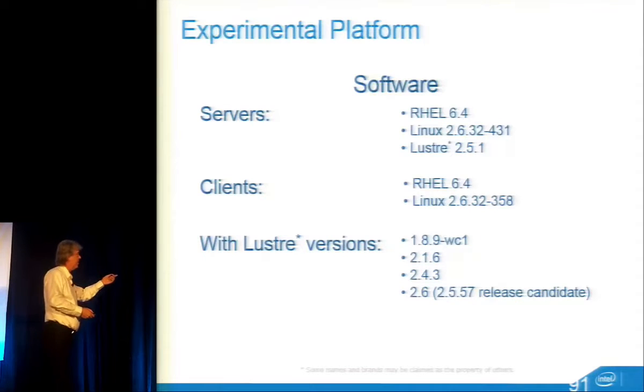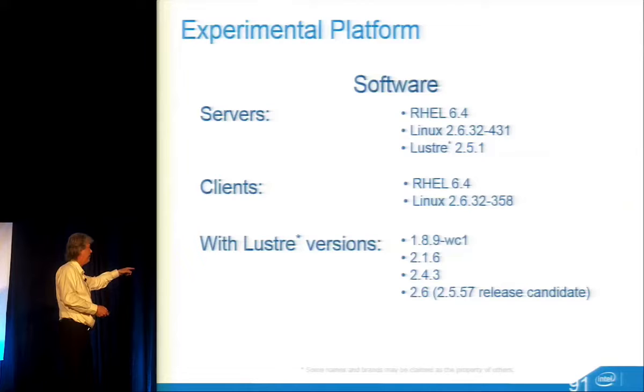The servers were always the same thing. It's basically just a generic IEEL 2 deployment, so it's Lustre 2.5.1 on a RHEL basis with that Linux. We're using the same RHEL and Linux on the clients, and then we step through the various Lustres. Specifically 1.8, 2.1.6, 2.4.3, and 2.5.57, which I'm told I shouldn't call a release candidate. I don't know the terminology. Anyway, it's going to look a lot like 2.6, so when I call it 2.6, that's what I mean by that.